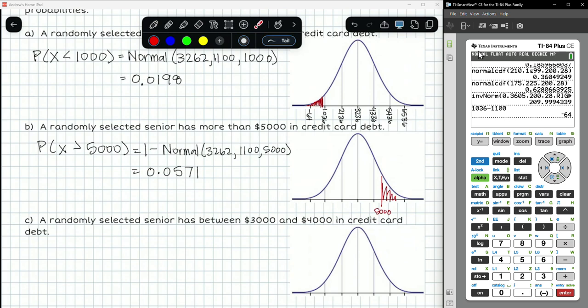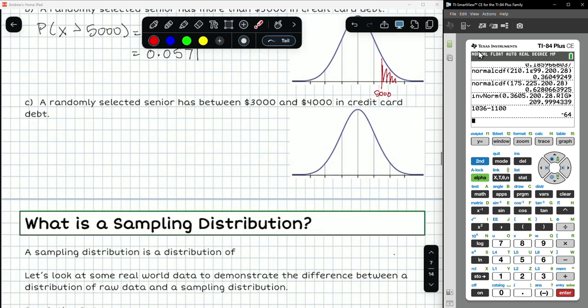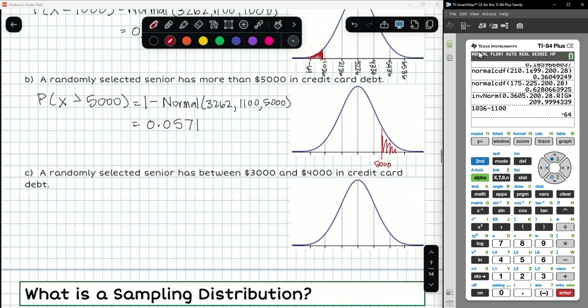Okay, last one and then the neat trick. This one says a randomly selected senior has between 3,000 and 4,000 in credit card debt. So if I scroll up to where labeled, 3,000 is going to be pretty close to the mean, but a little bit less than. And then 4,000 is going to be a little bit less than 1 standard deviation away. I want this area here. So the probability that I'm between 3,000 and 4,000.